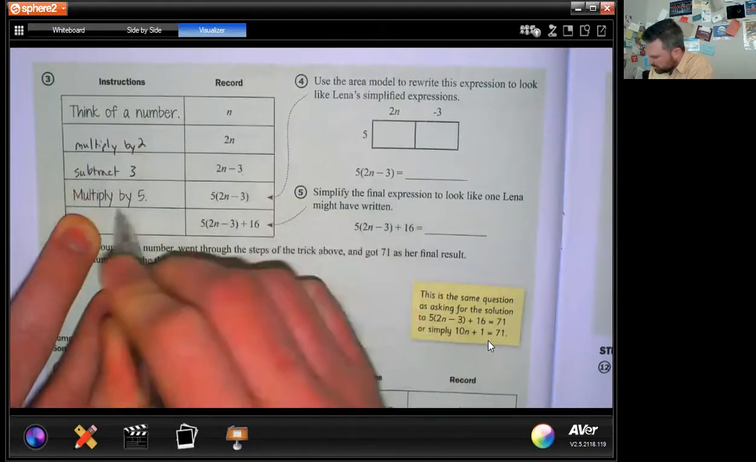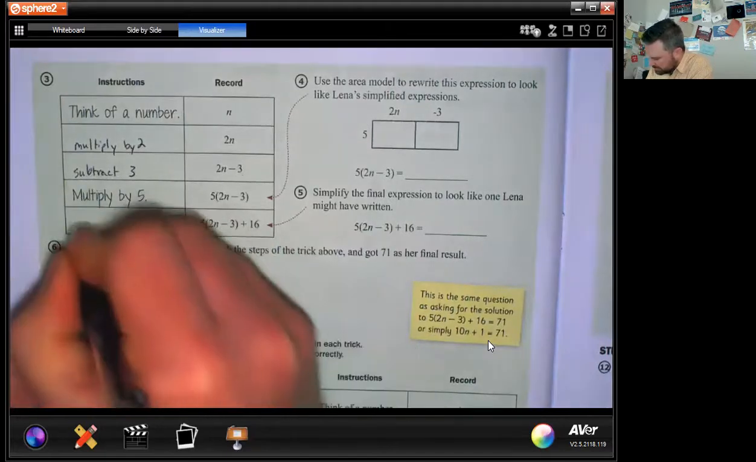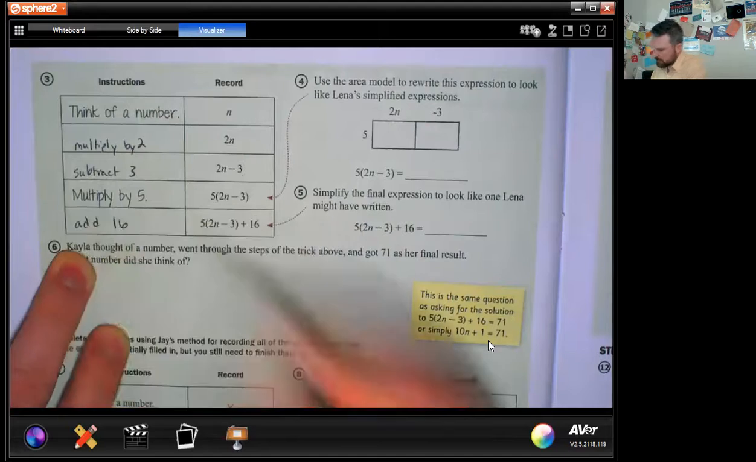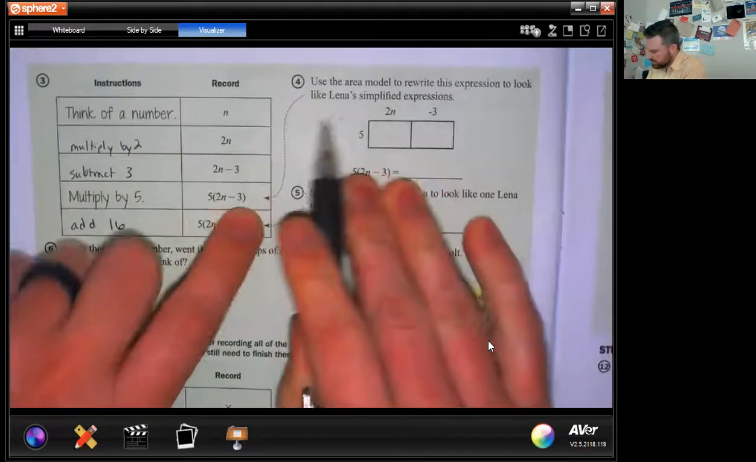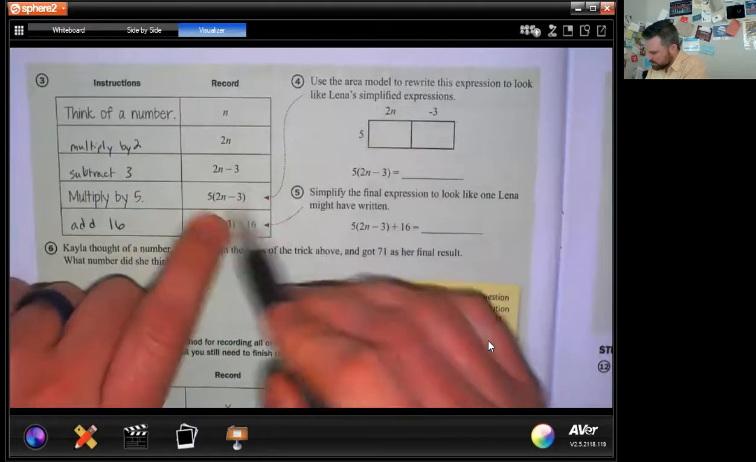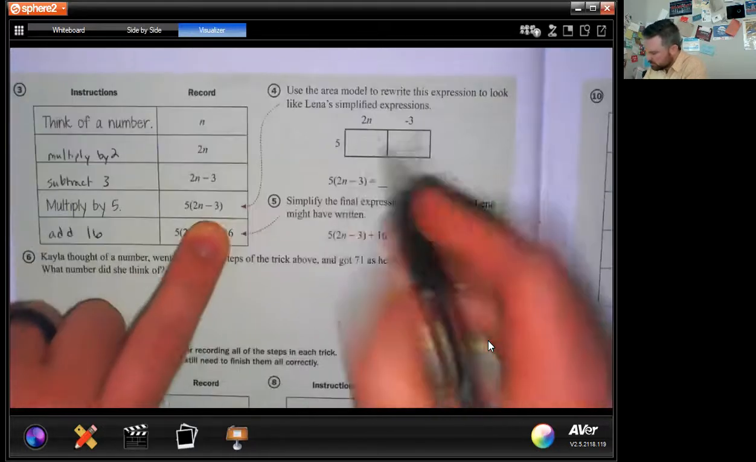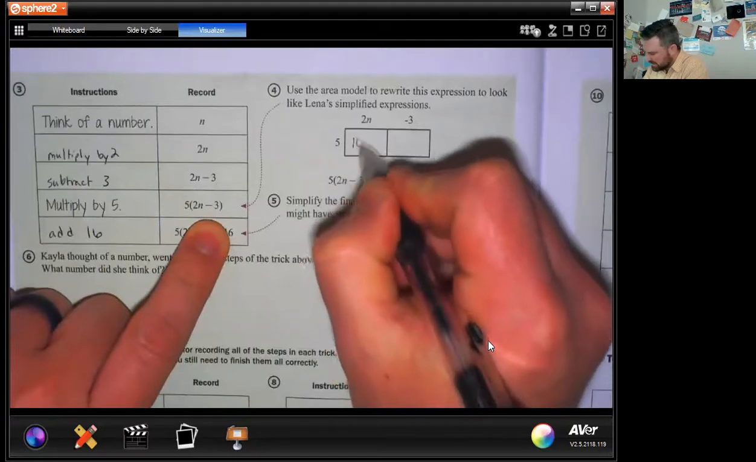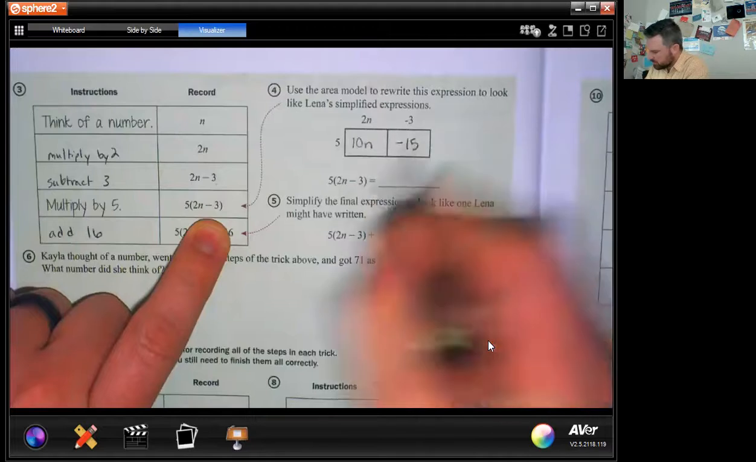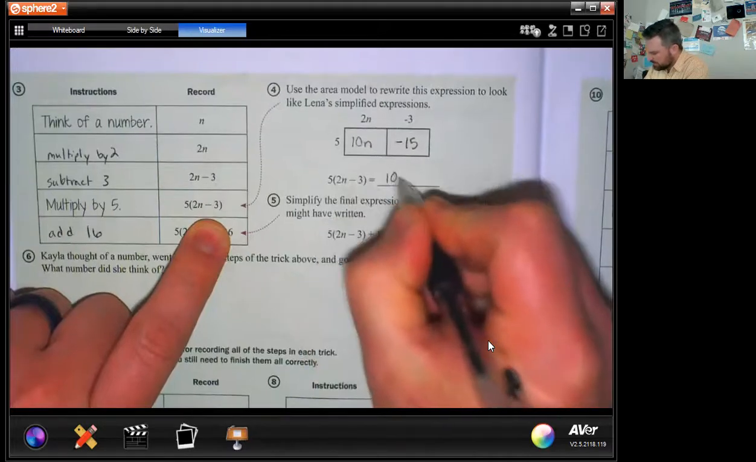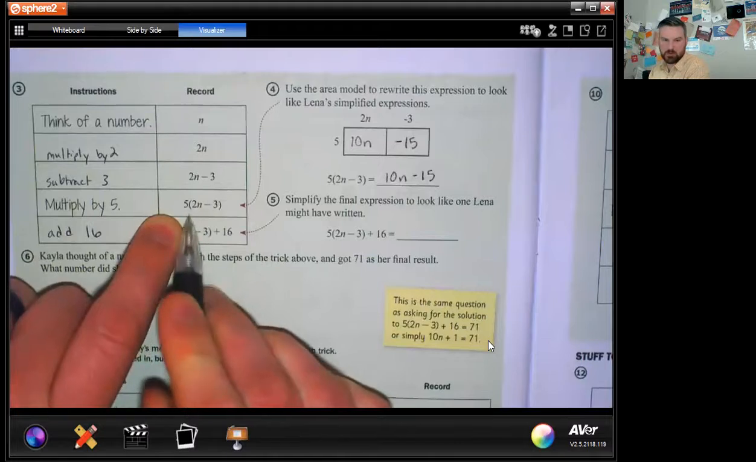Okay. Multiplied by 5, so we kept it in parentheses here, and then we added 16. Okay, 4, use the area model to rewrite this expression to look like Lena's simplified expression. So we're taking this to the area model. So 5 times 2n minus 3. 5 times 2n is 10n. 5 times negative 3 is minus 15. So when you multiply that out, you get 10n minus 15. And again, you can't necessarily see that things were multiplied by 5.